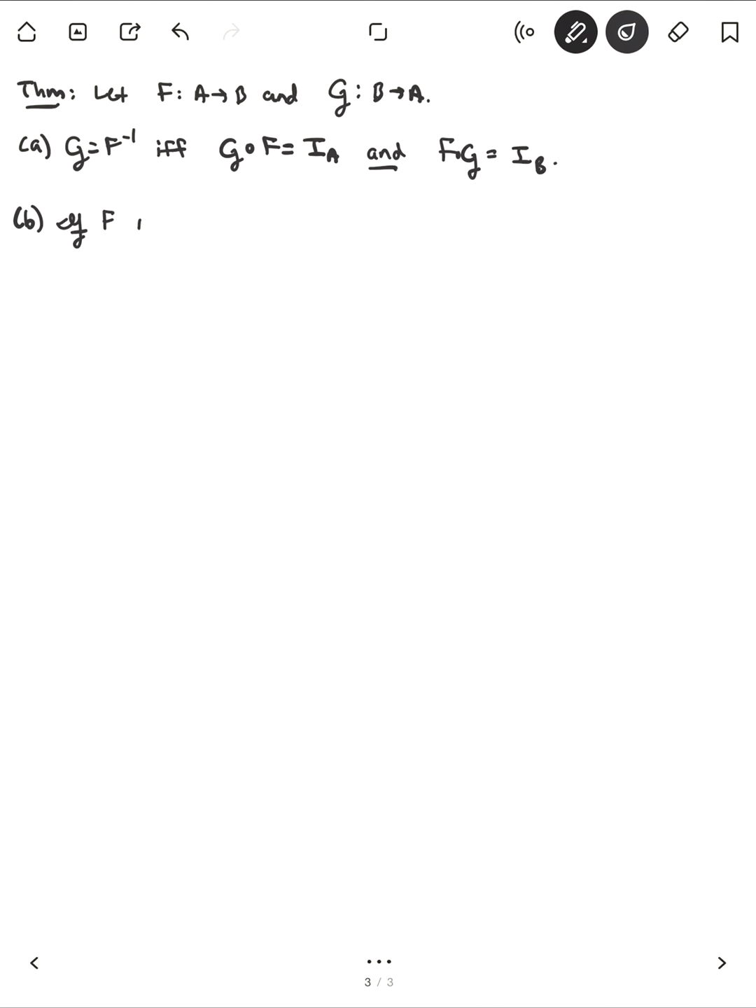Secondly, if f is a bijection, then g equals the inverse of f if and only if the composition of g with f is the identity on A, or, so notice the word or here, the composition of f with g equals the identity on B. So you only have to check one of the compositions to see if one function is the inverse of the other.